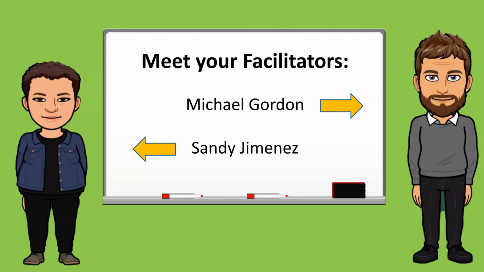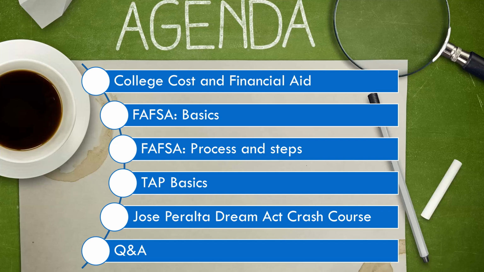All right. Our agenda for today, we're going to start off talking about college costs and financial aid. Then we're going to look at the basics of FAFSA, or the Free Application for Federal Student Aid. Then we're going to look at the process and steps around FAFSA. Then we're going to take a brief look at the TAP application and some basic information for that. We'll also look very briefly at the Jose Peralta Dream Act.